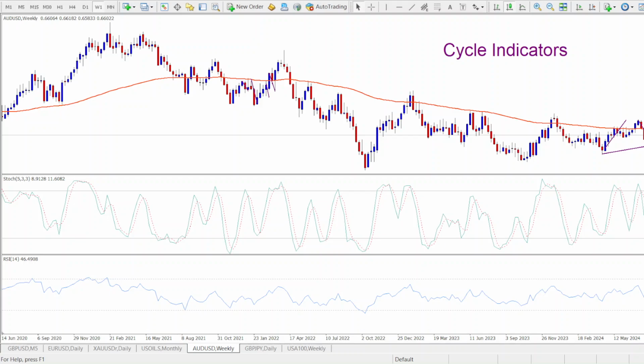So there you have it, a complete guide to understanding and using cycle indicators in Forex trading. With these tools, you can get a better sense of market timing, helping you make more informed entry and exit decisions. Remember, the goal here is to gain an edge and read the market's natural rhythms, not to make predictions.